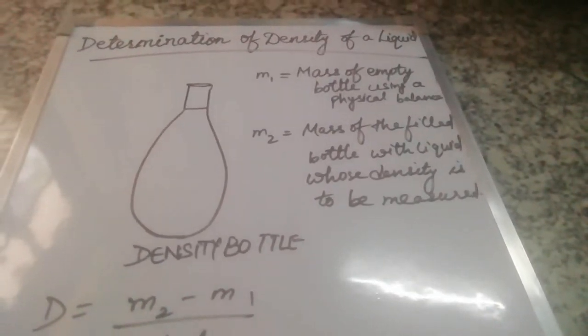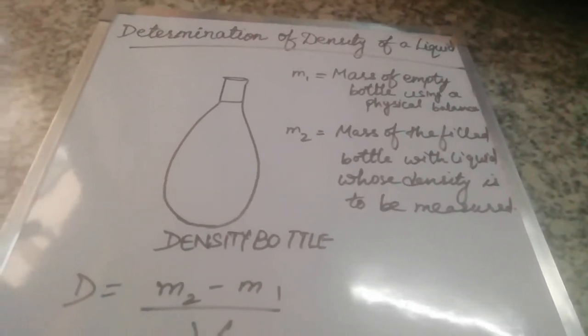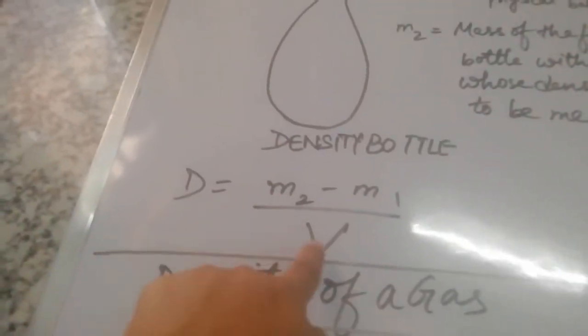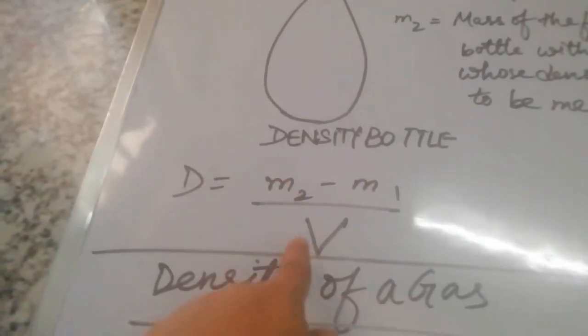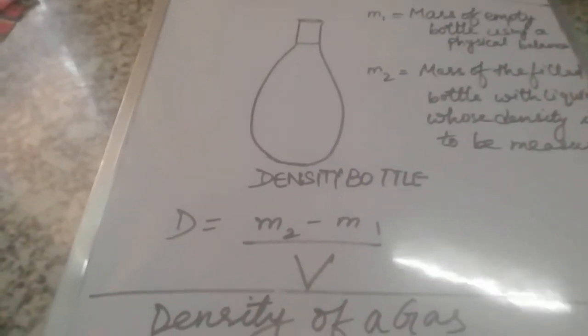Okay, children. Next, what we have to do is find out the mass of the given liquid. M2 minus M1, divided by V. M2 minus M1 by V. This is the formula to find out the density of the given liquid.